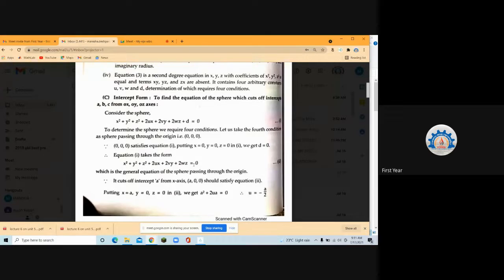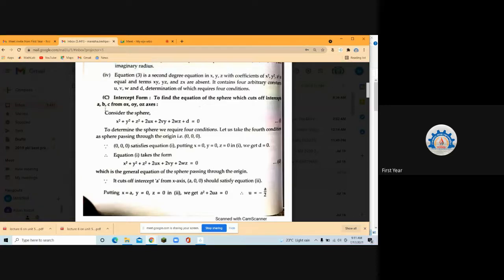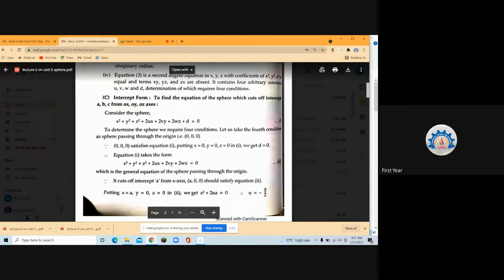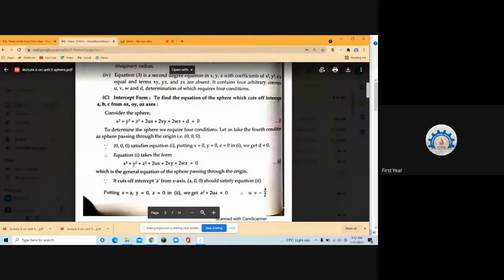Now I'm going to use the condition that it intercepts the coordinate axis at a, b, c. So what is the point on the x-axis which is lying on the sphere? Here it is written (a, 0, 0) because it is given. It is intercepting at a. Means what? The point lying on the x-axis having its x coordinate as a will be (a, 0, 0). Correct, no?